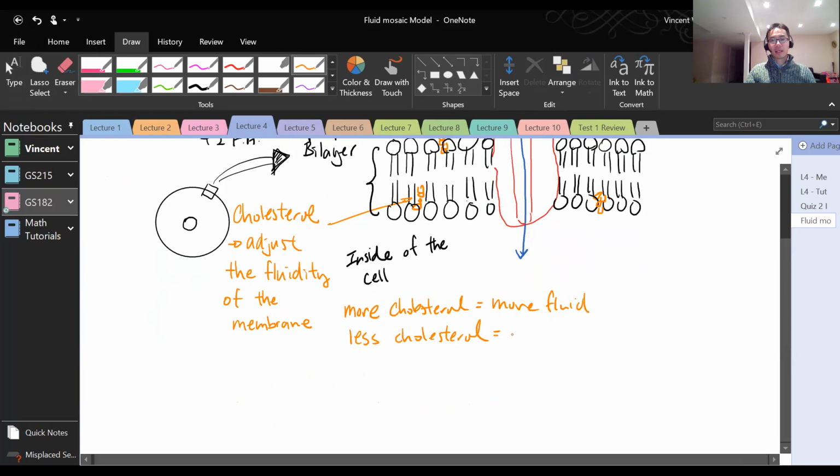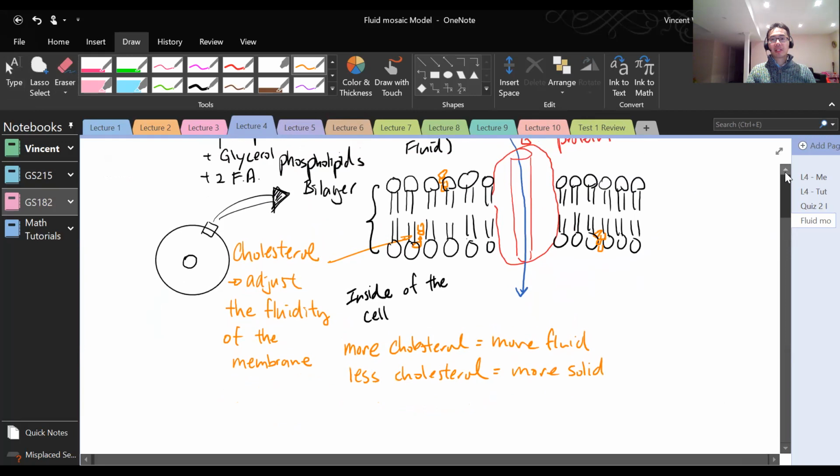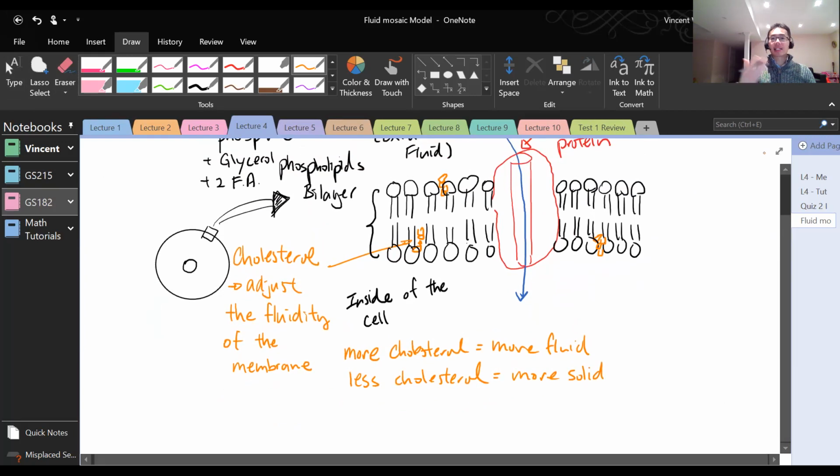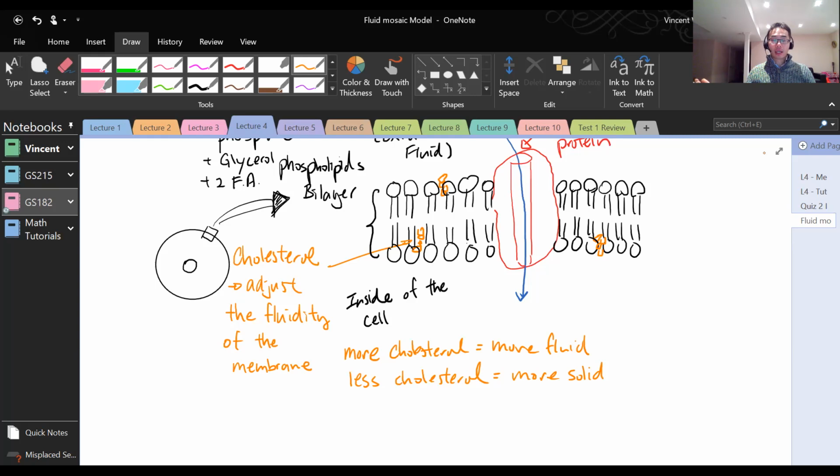If you have less cholesterol, okay, then it's going to be more solid. We don't want it to be too solid either, right? Because then again, like I said, nothing would go through. So that's why having the right amount of cholesterol will help adjust the fluidity. Okay, so it depends on the situation, right? Depending on what kind of cell you're talking about. Some cells might want to have more cholesterol, and some cells might want to have less cholesterol.